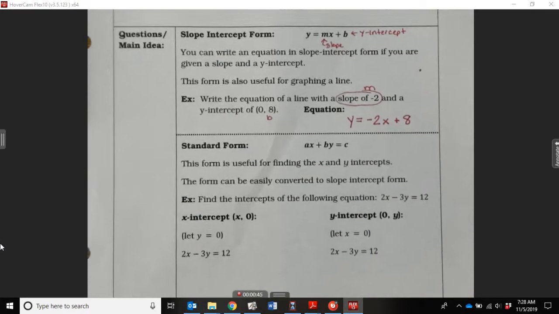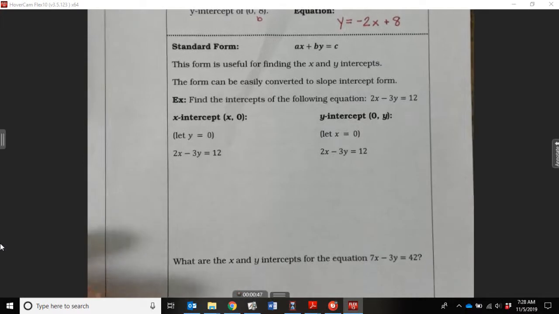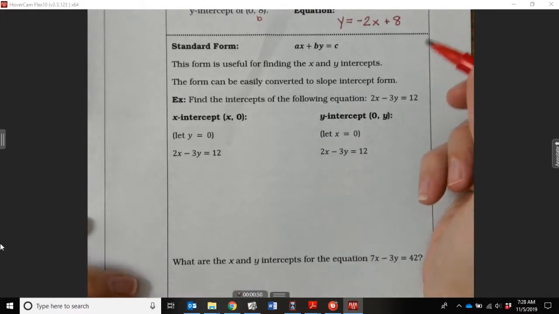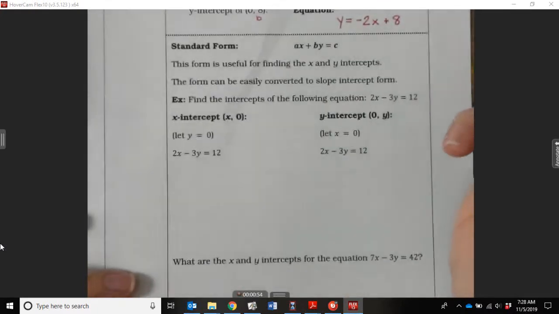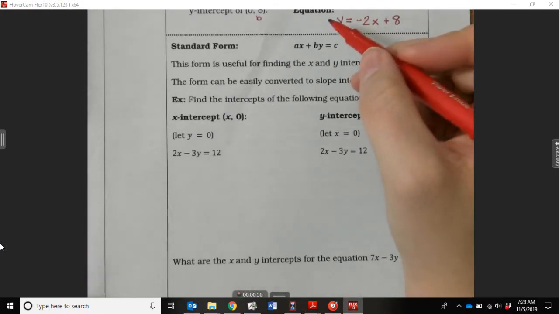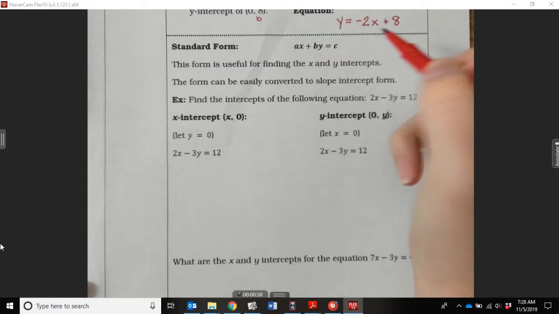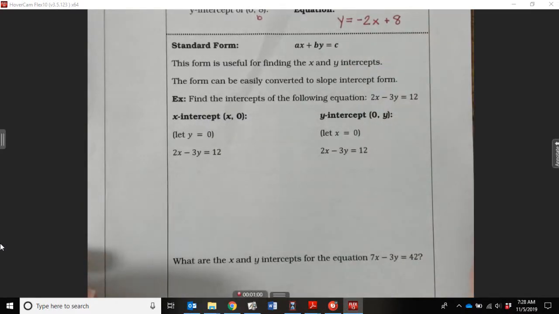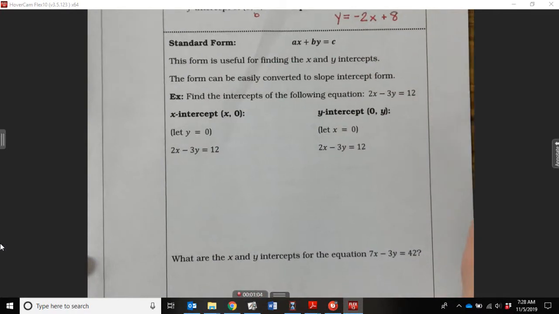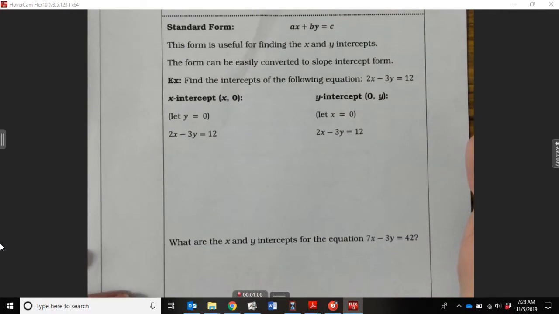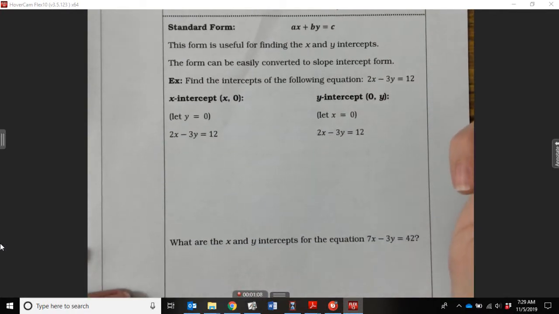Now there's other forms of equations. So the second form that we're going to talk about is standard form. Standard form looks like ax plus by equals c, and we don't know what the a and the b value and the c value are. Those are things that we have to find. So this form is useful for finding the x and y intercepts, though. There's a couple things we do with this form, and there's other things that we don't do with this form.